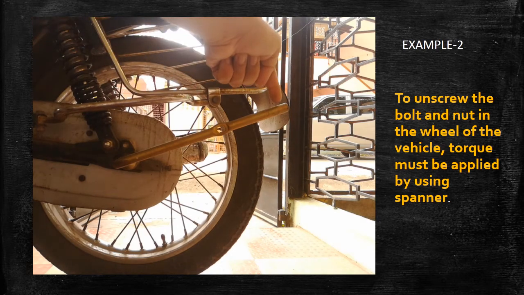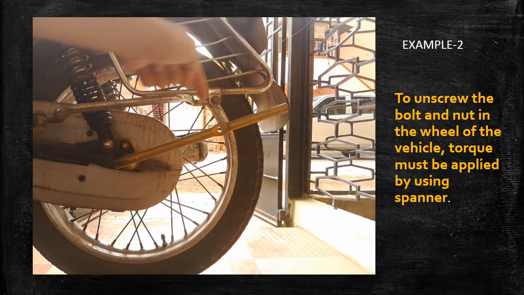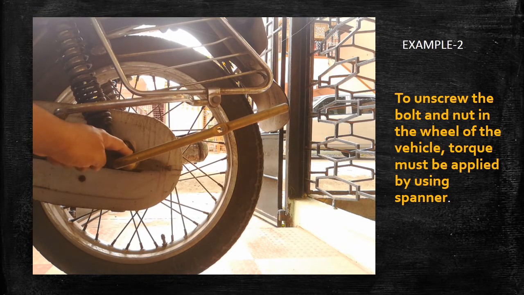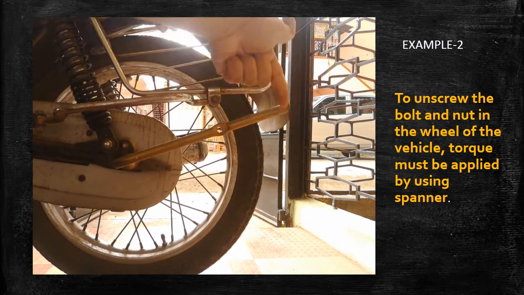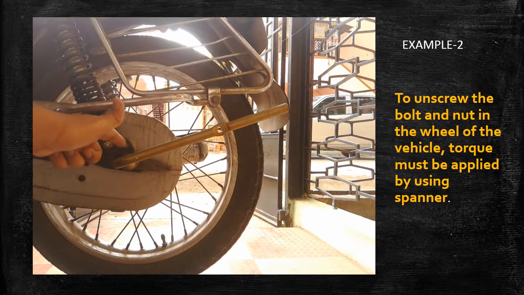Here you have to apply the perpendicular force. If the force is acting here, what will happen? The torque will be acting here, exactly at the nut and bolt area. If you apply a force in this direction, what will happen? The twist will be created here. The twist will be in the clockwise direction.